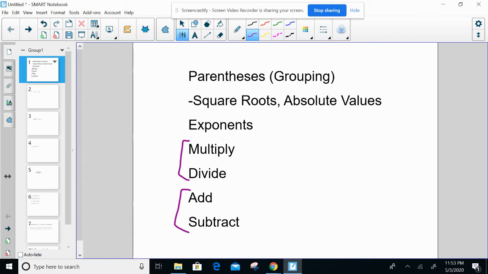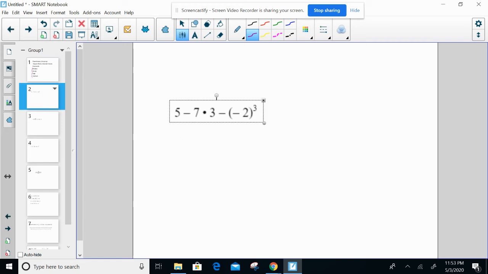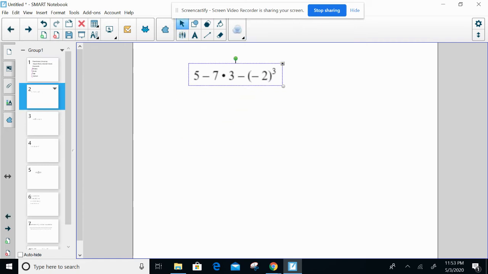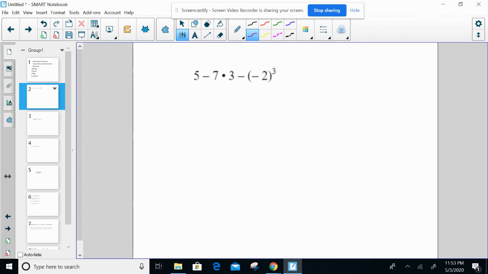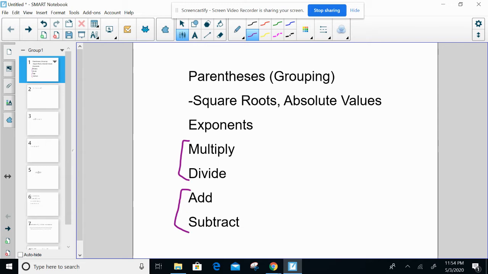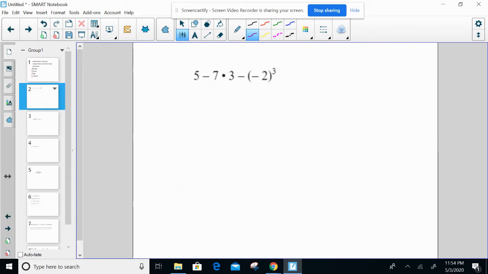Here it is. Let's take a quick look at the example. First one: 5 minus 7 times 3 minus negative 2 to the third power. So in our steps, grouping, parentheses, square roots, absolute values, there is none of that. There is a set of parentheses, but when it's talking about parentheses, it's saying, is there something that we should do inside the parentheses? And negative 2 is all by itself, so we don't know about that. Now, the parentheses do apply to the exponent. So exponent is our next thing, so we're going to just deal with this right here. And it's saying negative 2 to the third.